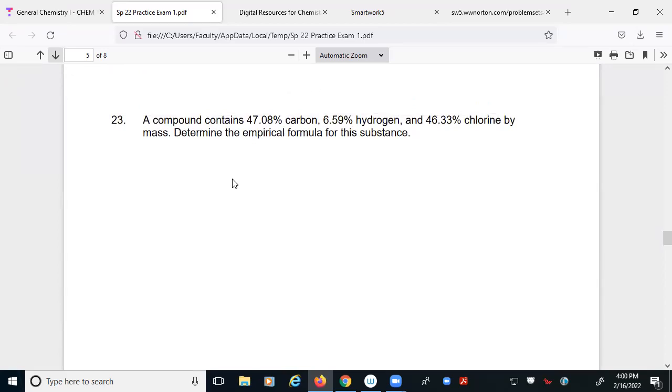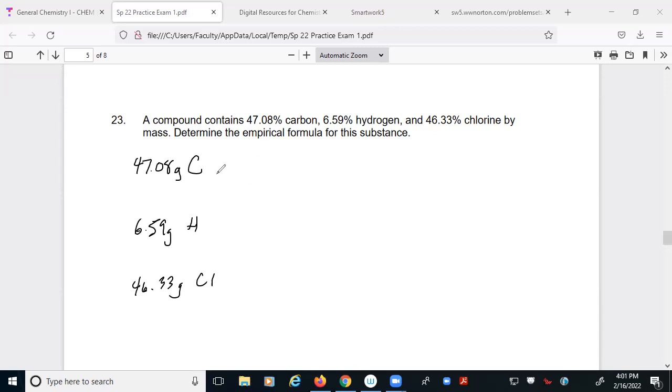Okay, here's an empirical formula problem. Now, remember our process for empirical formulas. We're going to take the percentages and turn them into grams: 47.08 grams of carbon, 6.59 grams of hydrogen, 46.33 grams chlorine. That was step one, turn all the percents into masses.